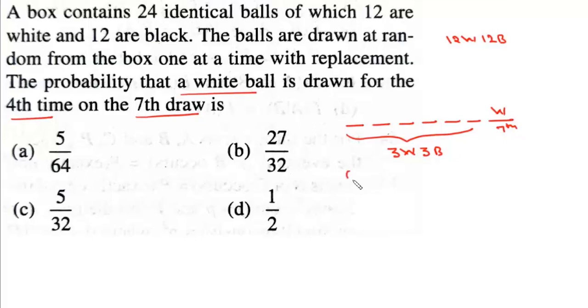Now which 3 white? It will be this 6C3. Then probability of drawing a white ball is 1 by 2, and probability of drawing a black ball is also 1 by 2. So it will be this 1 by 2 to the power 6, and then probability of getting this 7th ball white will be this 1 by 2. Now this is 20 upon 2 to the power 7, which is 5 by 32, and that's your option C.